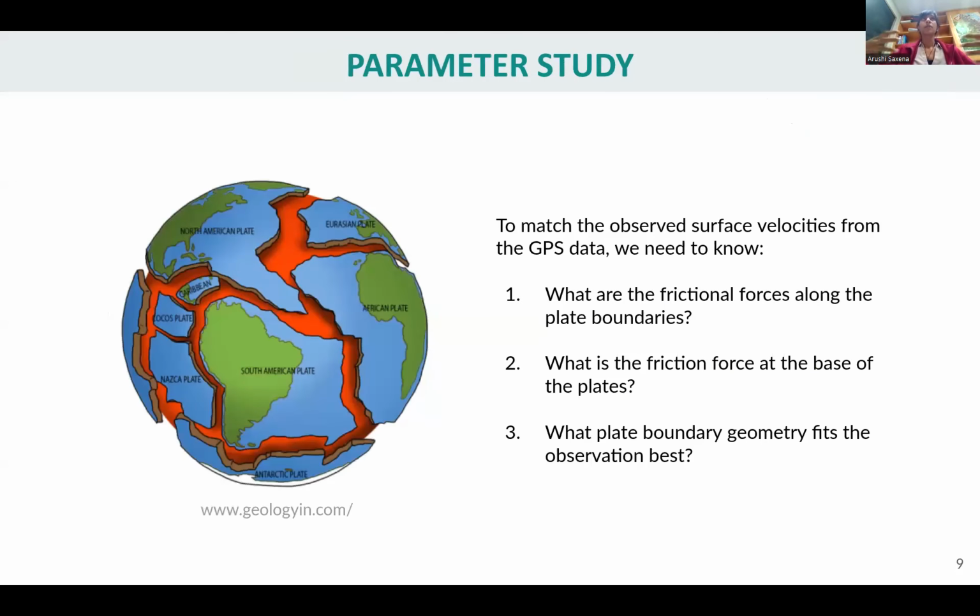And because we want to understand the influence of different forces, what we look at in the parameter study is how the frictional forces along these plate boundaries change. So what is the effect of plate boundary viscosity on the surface motions? And how do the friction forces at the base of the lithosphere change? So that is the effect of modifying the viscosity of the asthenosphere. And what is the plate boundary geometry effect on the observation? So that is the chosen plate boundary geometry model in our case.